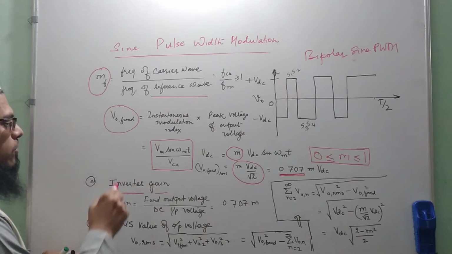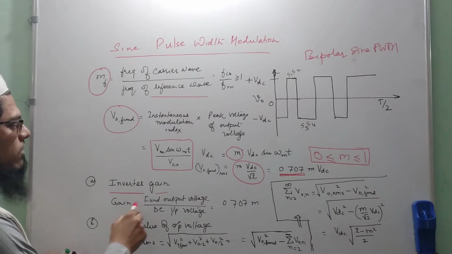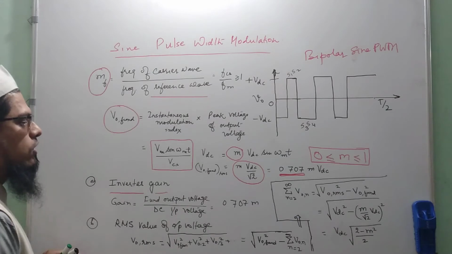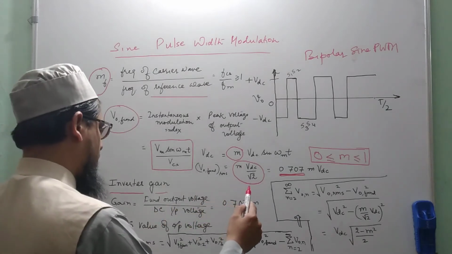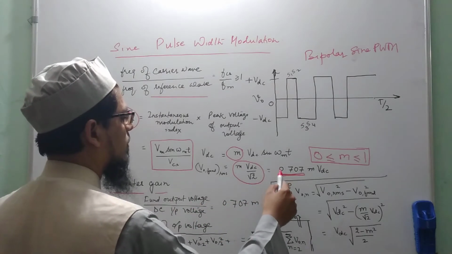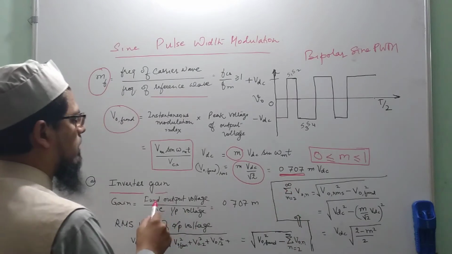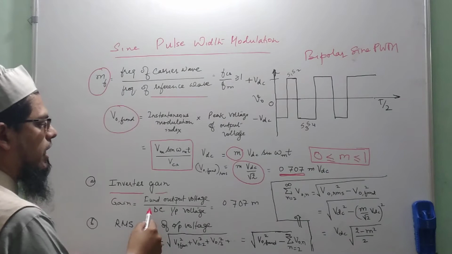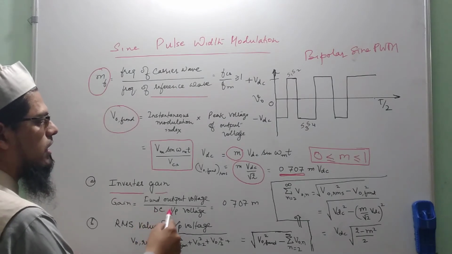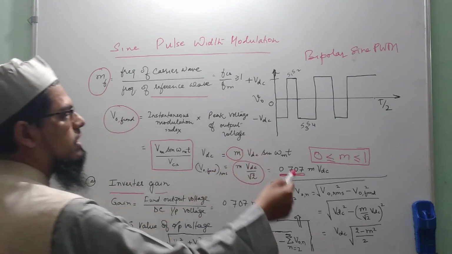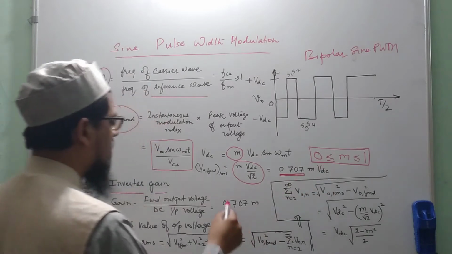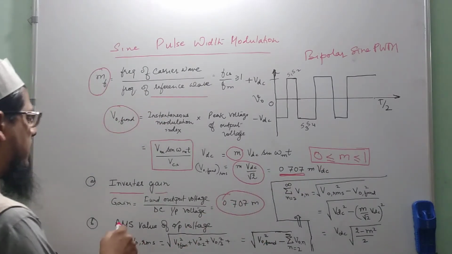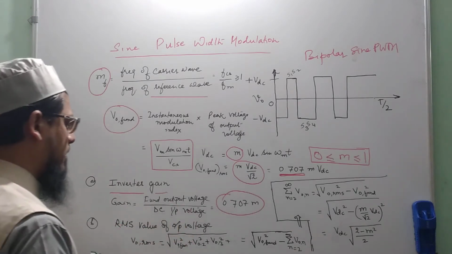The gain of the inverter is basically given by the fundamental output voltage divided by the DC input voltage. The RMS value of the fundamental output voltage is 0.707 M into VDC, and I have to divide it by the DC input voltage, which is VDC. If I divide this by VDC, I will get 0.707 into M. Similarly, the RMS value of the output voltage can be obtained.